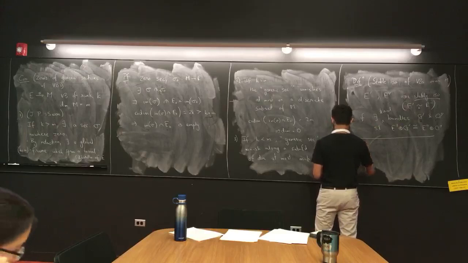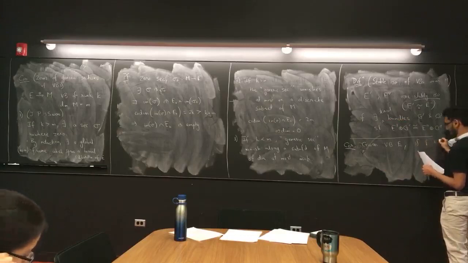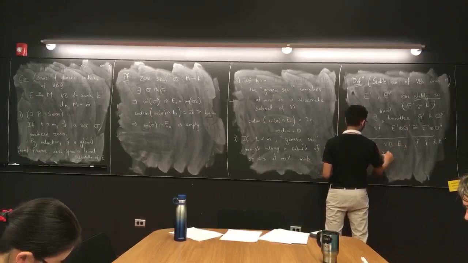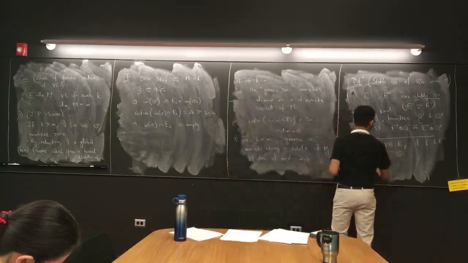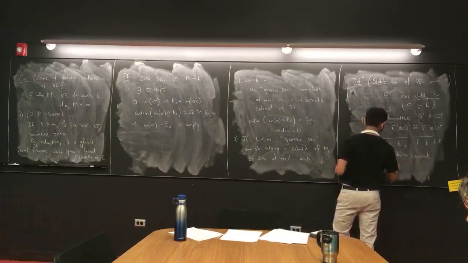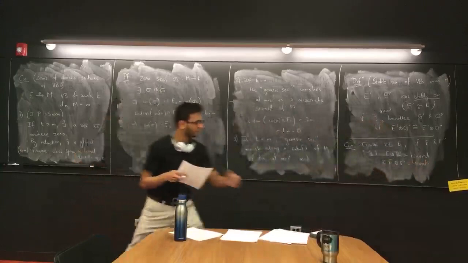So a corollary is, given a vector bundle E, if we find E prime and E double prime such that E direct sum E prime is trivial, and E direct sum E double prime is trivial, then we have the following.